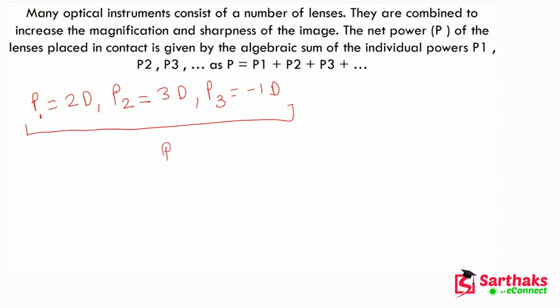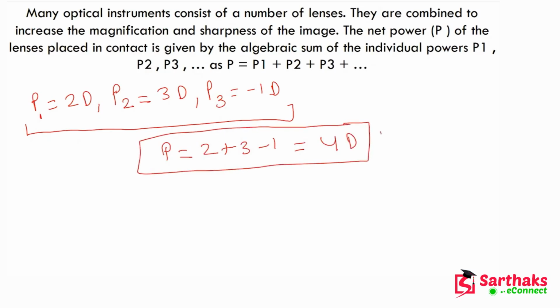Then you don't need to do a lot of things. You just have to do the algebraic sum of these quantities. So let's suppose this is 2, this is 3, this is minus 1. So the answer would be 4 diopter. So this is the net power. Okay. I hope guys you got my point.